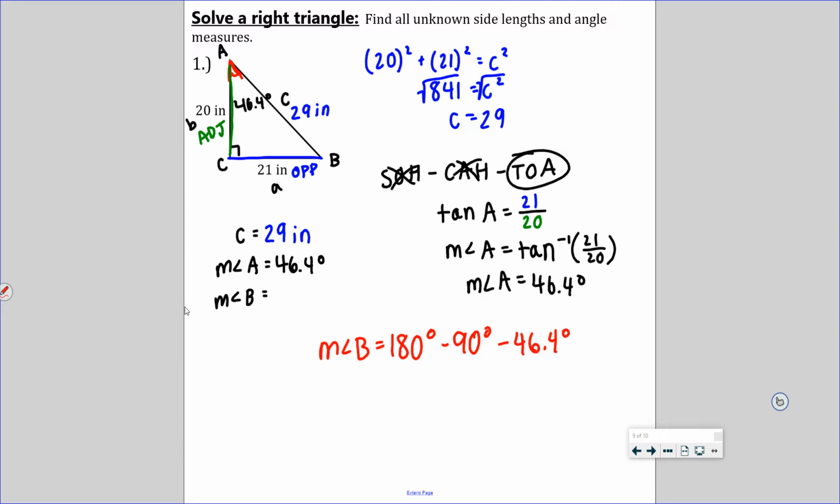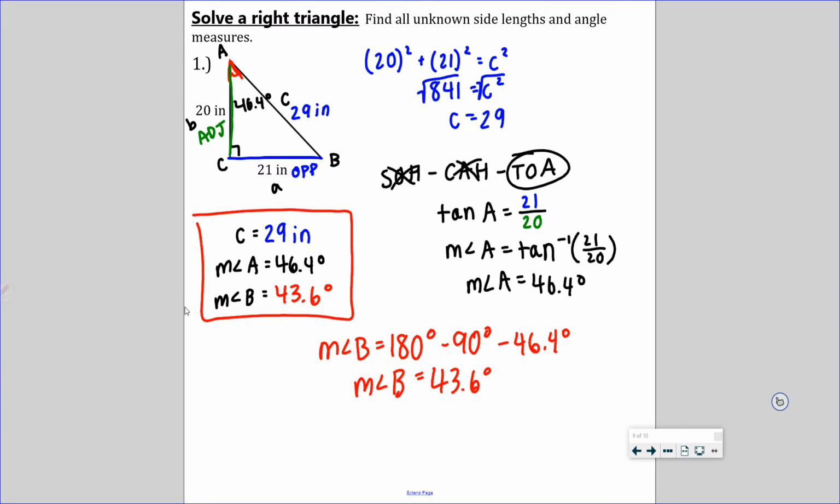You could also set up another trig ratio if you want to. You could set up the tangent of B is 20 over 21 and do it the same way if you wanted to. It's just a little bit more work. I'm okay with you doing this last step using your previous answer, 43.6. And then you can just box this as your final answer because there's all your missing side and angle measures.